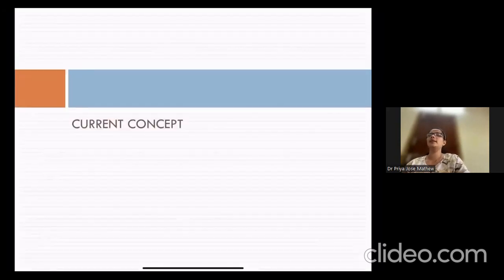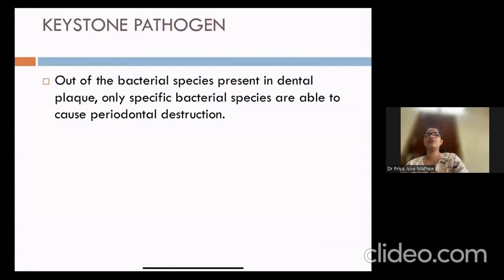Now, what is the current concept of disease activity? We have heard about the keystone pathogen concept. Porphyromonas gingivalis is considered one of the keystone pathogens. What is the relevance of that? Even when there is symbiosis, if there is dysbiosis, certain organisms, as I just mentioned, can rule the community. They will be dominating.